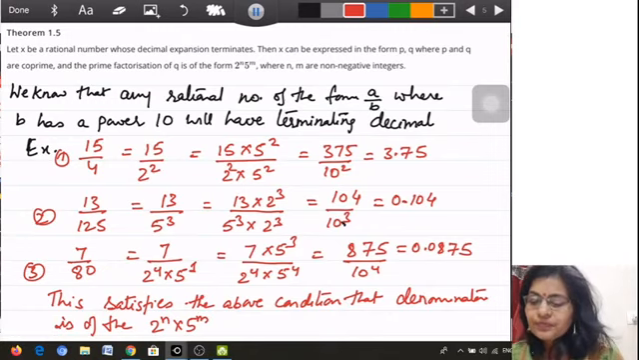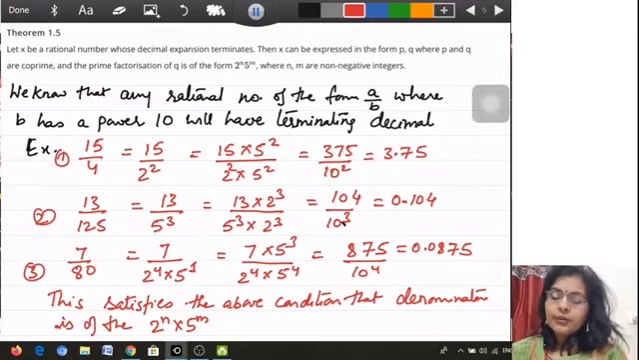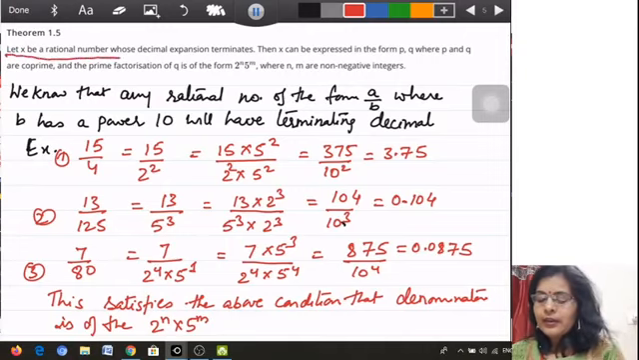It is related to theorem 1.5. Let's read out theorem 1.5. It is written here: let x be a rational number whose decimal expansion terminates.